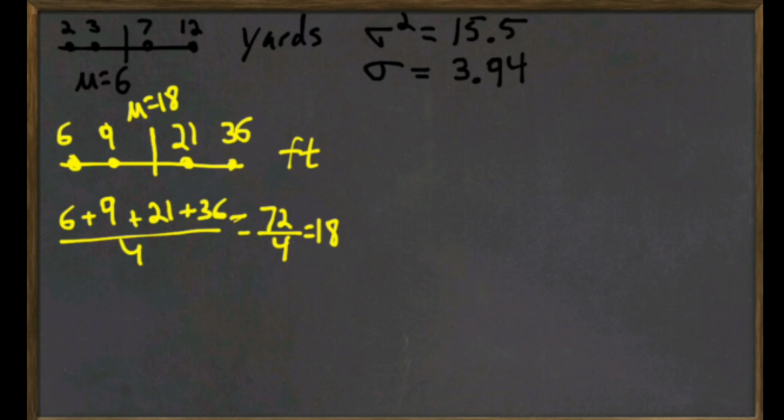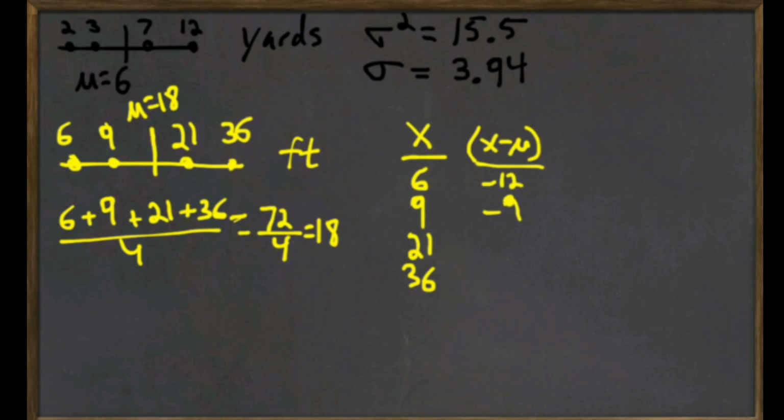Now, if we want to turn and find the variance, a measure of spread, we can simply go through the same process we did before. So now we have 6, 9, 21, 36. Do x minus mu. And this becomes negative 12, negative 9, 3, and 18. Again, we could double check. That looks like it would sum to 0.